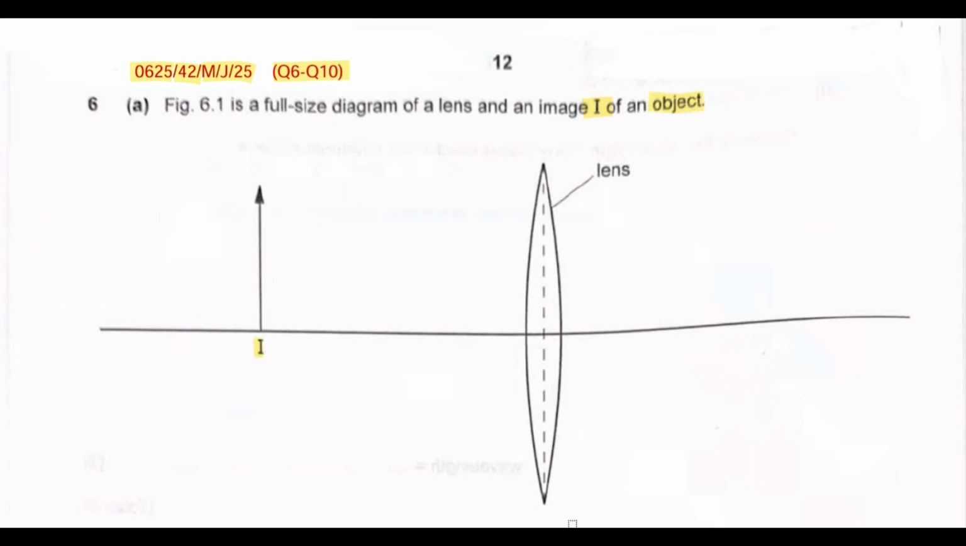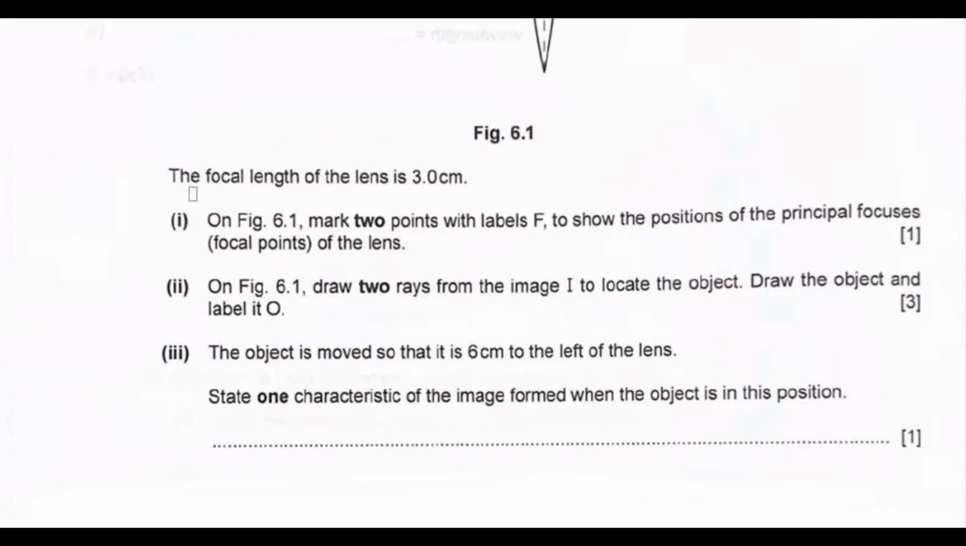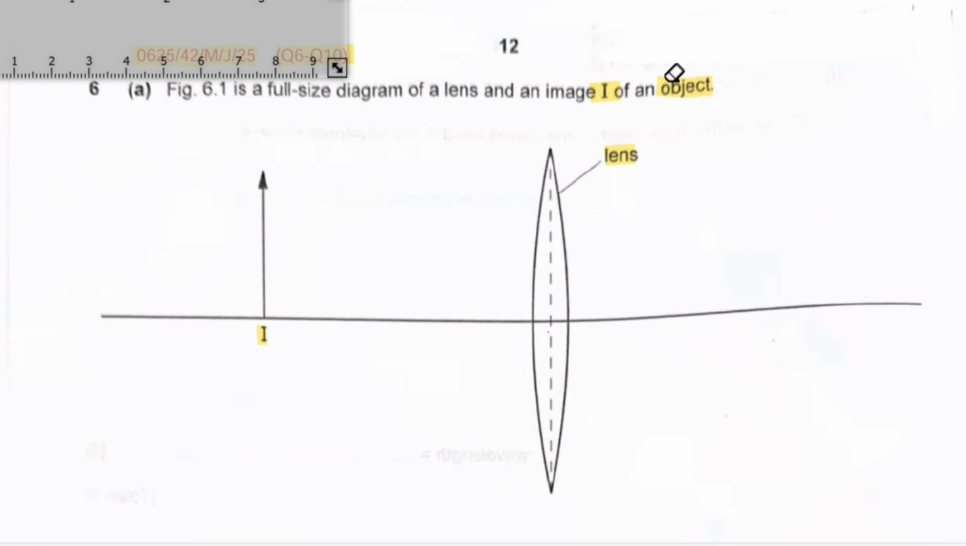This straight arrow is the image, and here we have a convex lens. The focal length of the lens is 3 centimeter. Part 1 says on figure 6.1 draw 2 points with label F to show the position of the principal focuses, focal points of the lens.